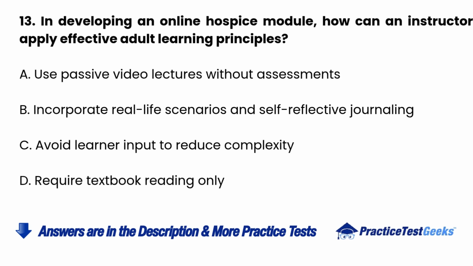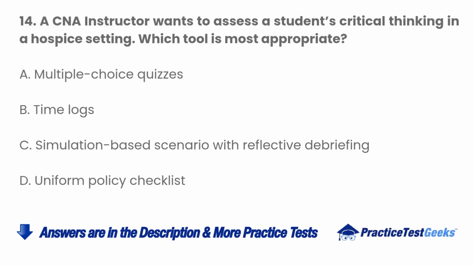13. In developing an online hospice module, how can an instructor apply effective adult learning principles? A. Use passive video lectures without assessments. B. Incorporate real-life scenarios and self-reflective journaling. C. Avoid learner input to reduce complexity. D. Require textbook reading only.